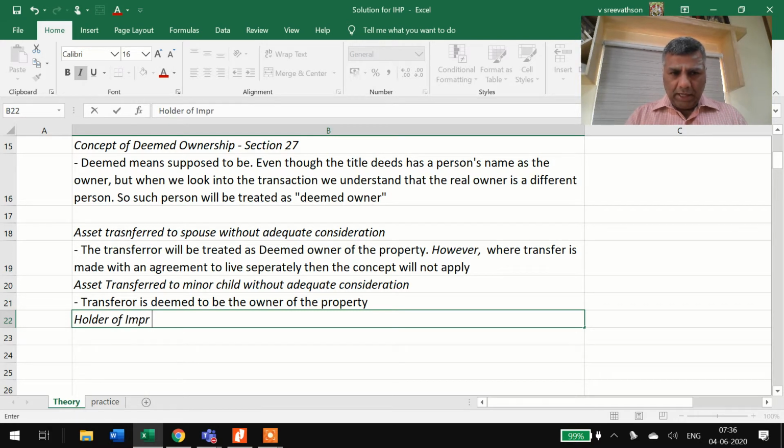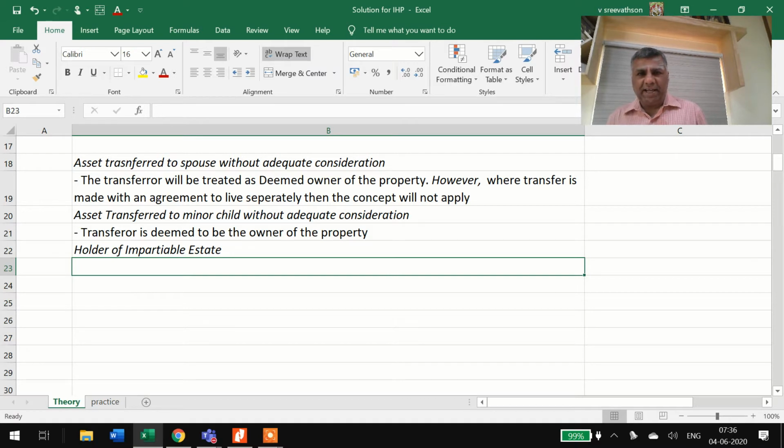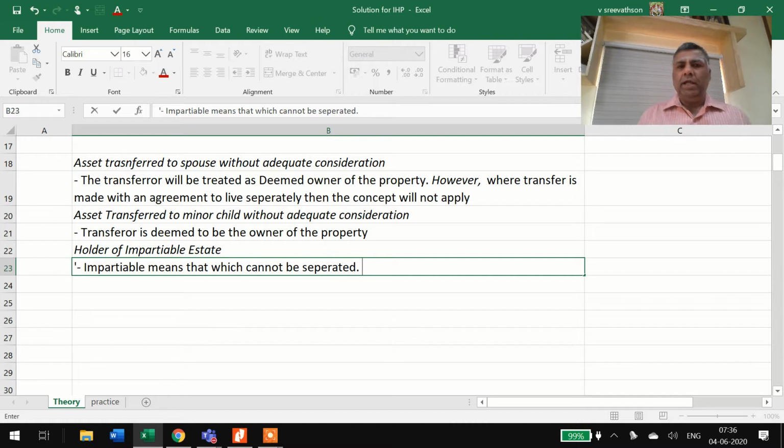Holder of an impartible estate. Impartible means that which cannot be separated. The holder has the right to enjoy, but no right to transfer.